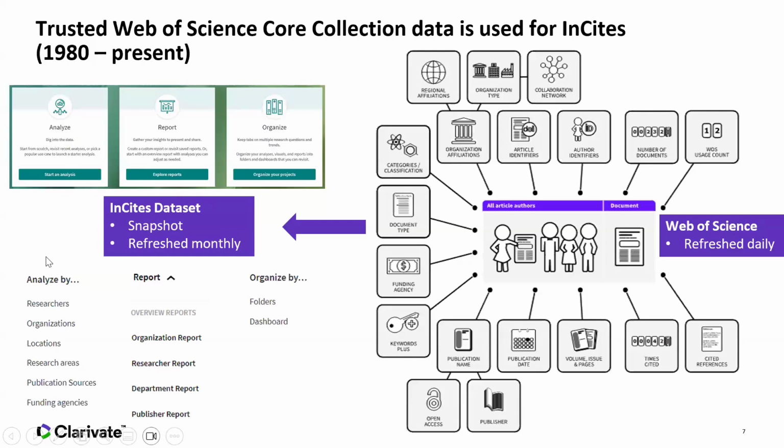If you went into Analyze, which is the first option that comes on the far left-hand side, you've got multiple facets of data that you can analyze. You've got research, organization, locations, research areas, publications, and databases. And depending on your context in which you want to do your analysis, you will then select the relevant facet that you want to analyze. And then we also have reports. Under reports, you will have organization report, research report, department report, and publisher reports.